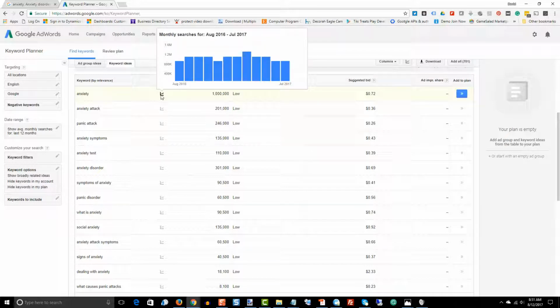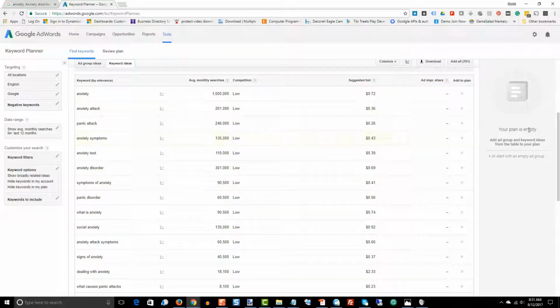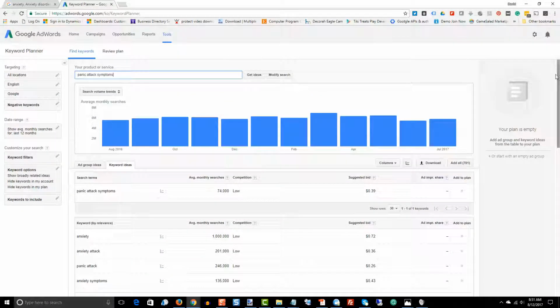And then this gives you the actual search trend bar graph for the last 12 months in a quick view. So that's kind of how you use the keyword planner. What you're trying to do is get a list of keywords that you're going to rank your content for over time. You can download this and keep it locally available, which is a good idea. And then you can narrow down your list of keywords.